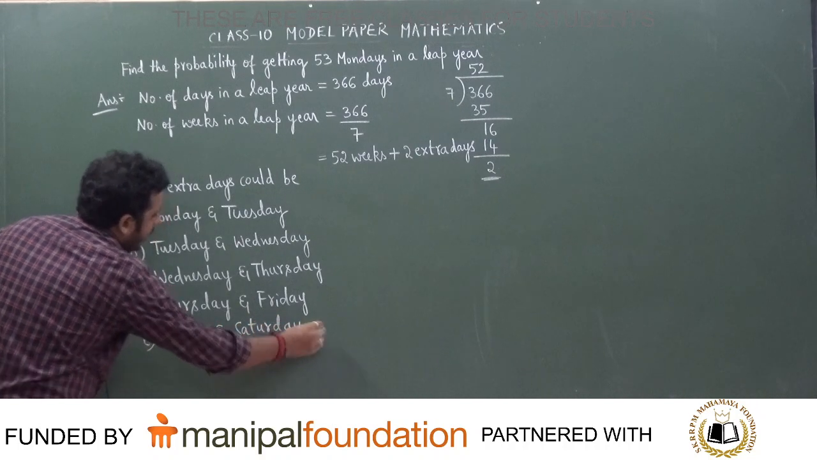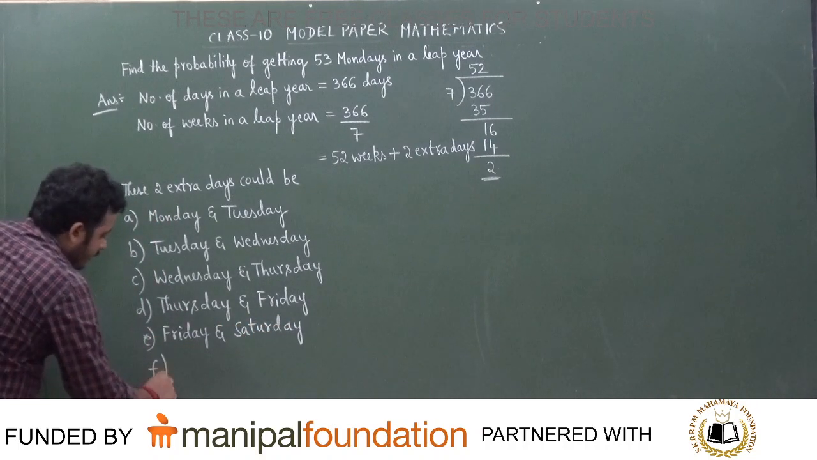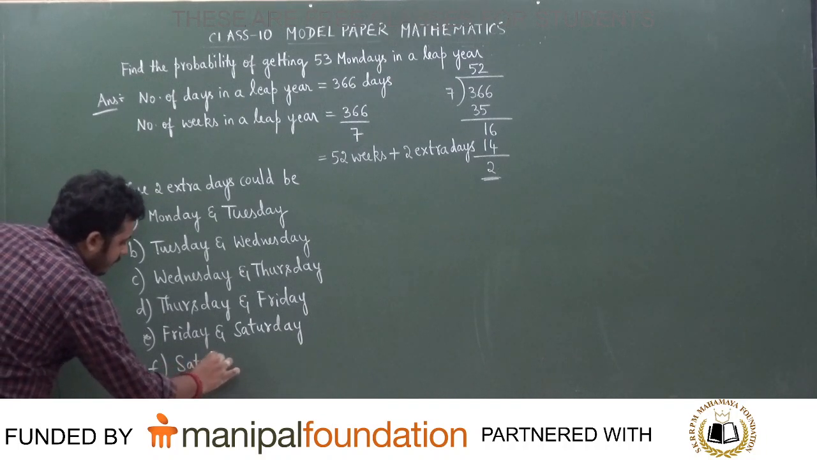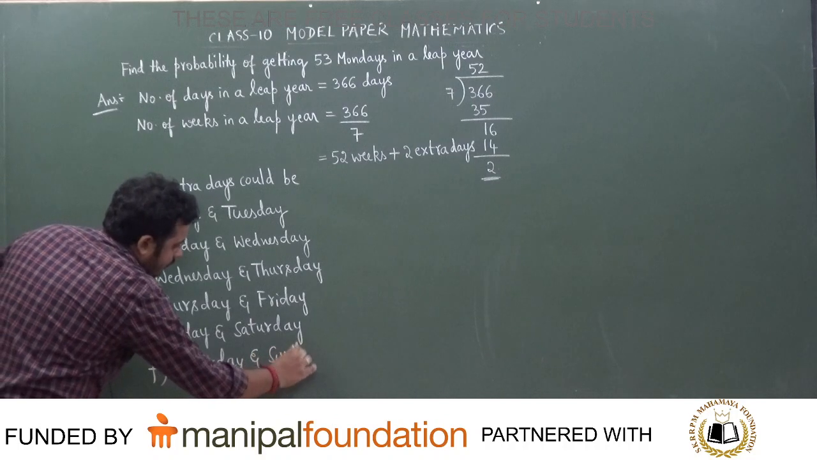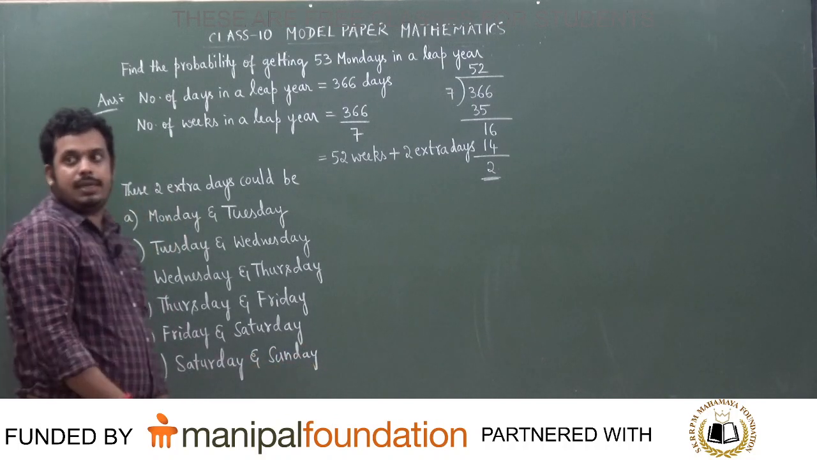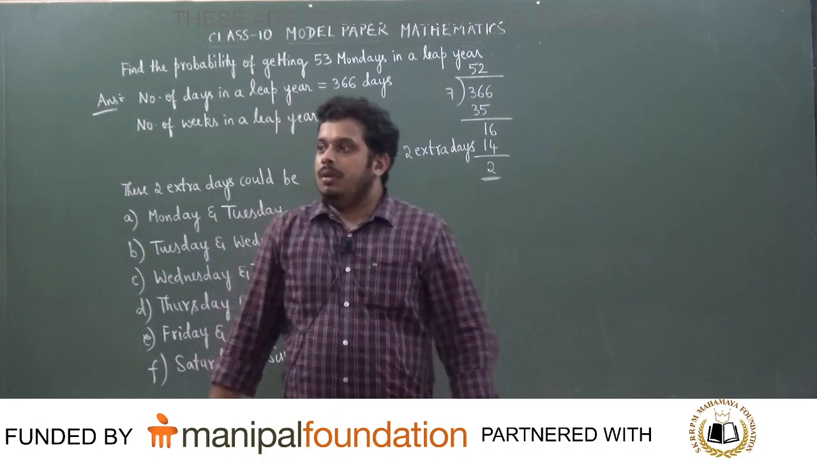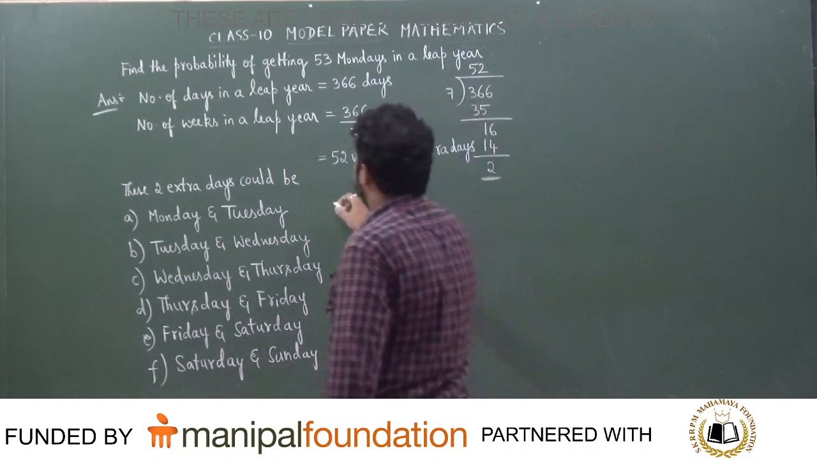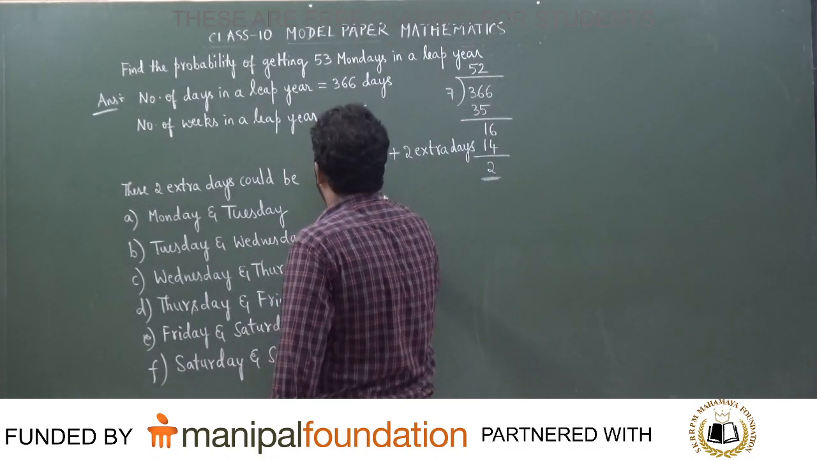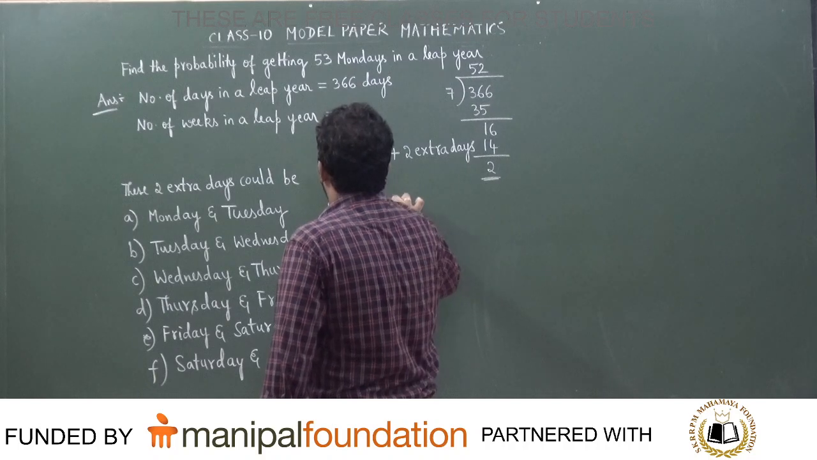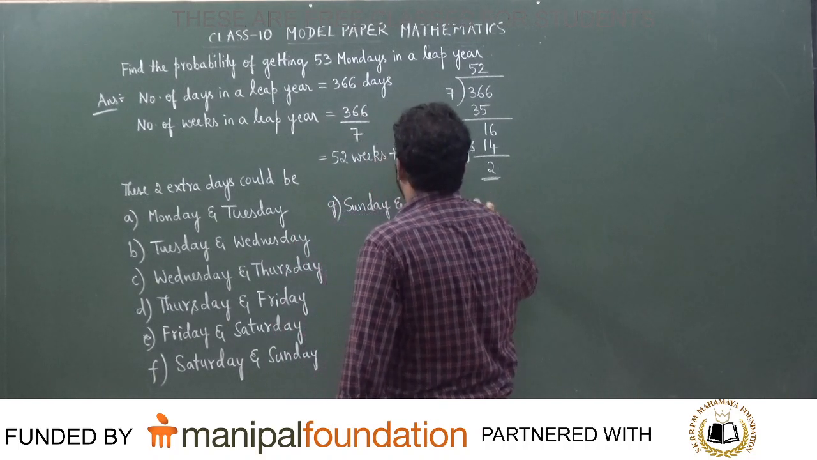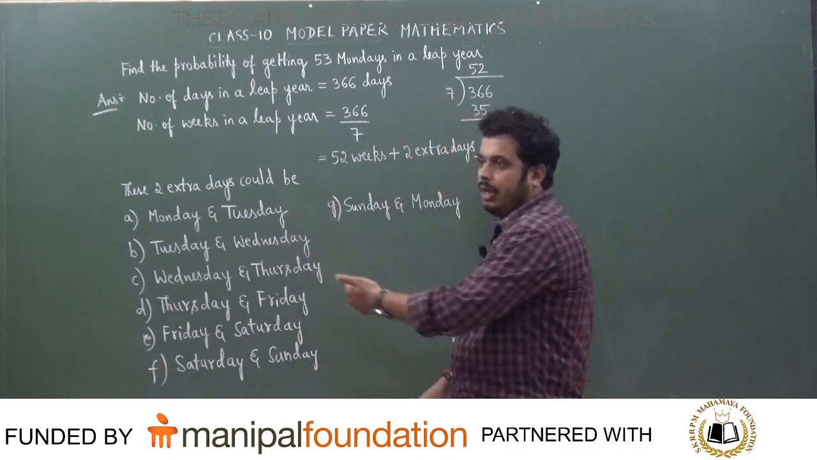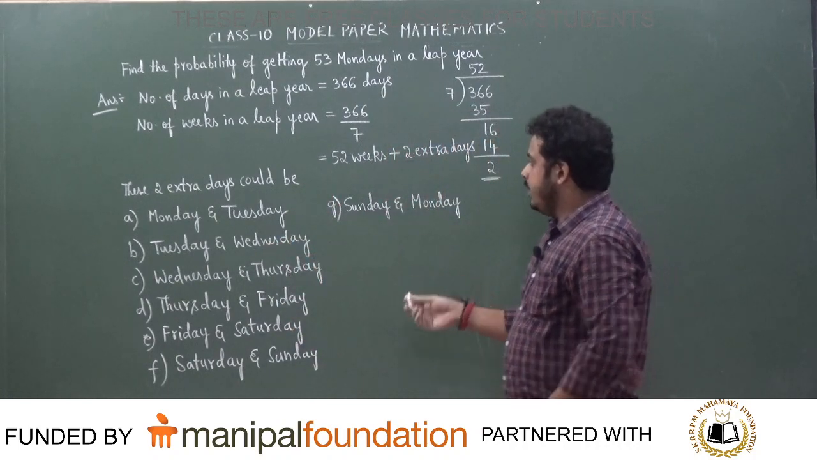Friday and Saturday. Then comes Saturday and Sunday. Are you following, students? One more thing is there: Sunday and Monday. Yes or no? If you clearly see, after Sunday and Monday, it gets repeated again: Monday and Tuesday, Tuesday and Wednesday, it will get repeated.